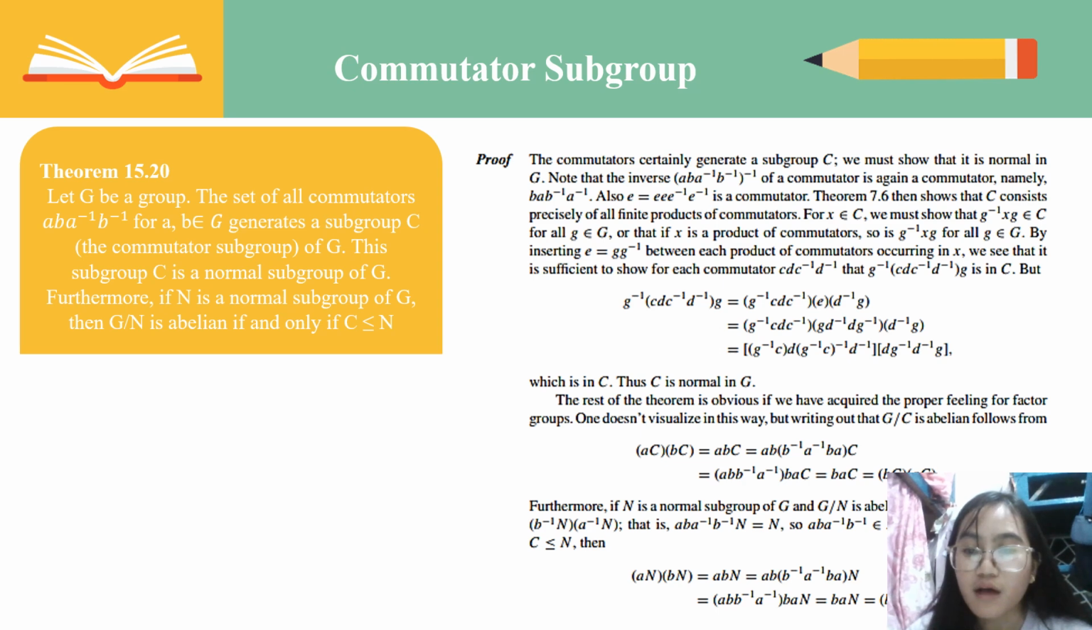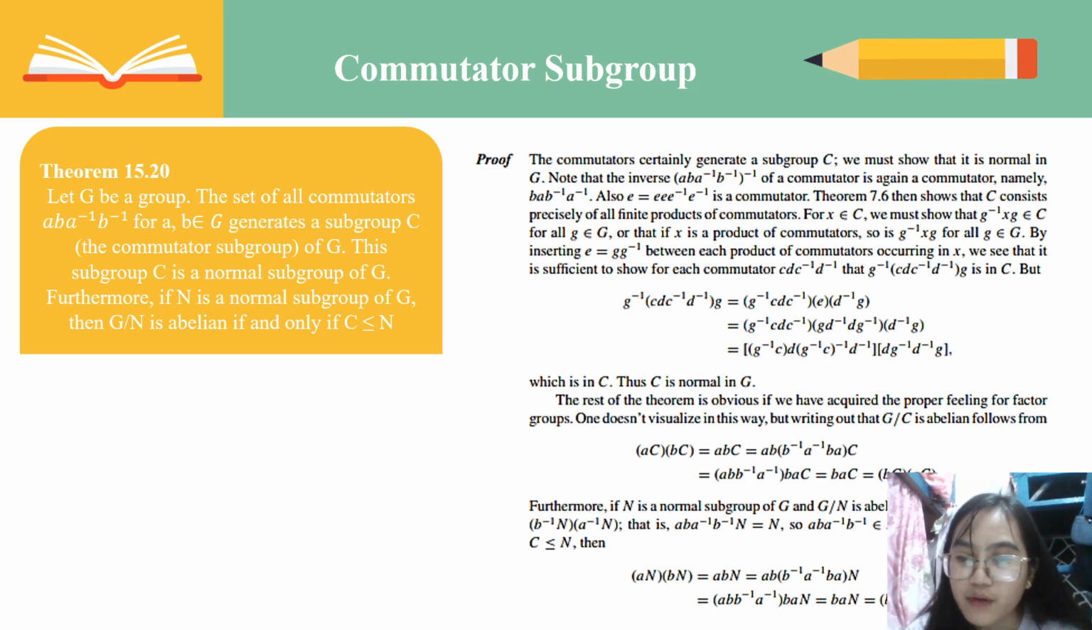The rest of the theorem is obvious if we have acquired the proper feeling for factor groups. One doesn't visualize it in this way, but writing it out, G/C is abelian follows from aC bC equals abC equals ab(b⁻¹a⁻¹ba)C, with C factored out, equals ab b⁻¹a⁻¹ multiplied by baC, which equals baC equals bC aC.